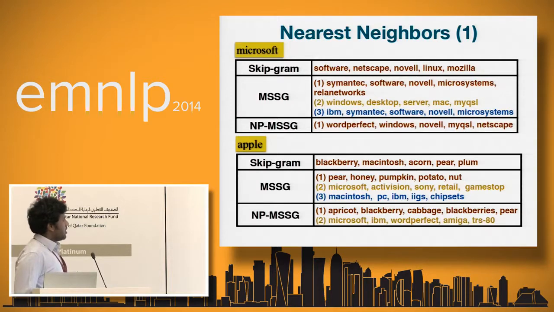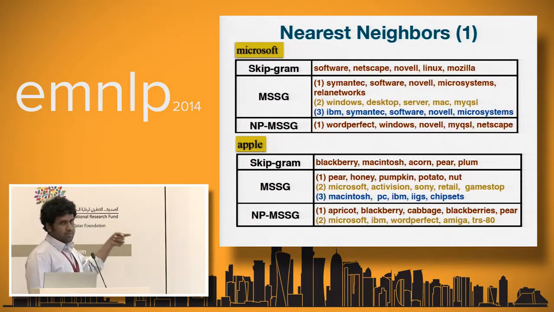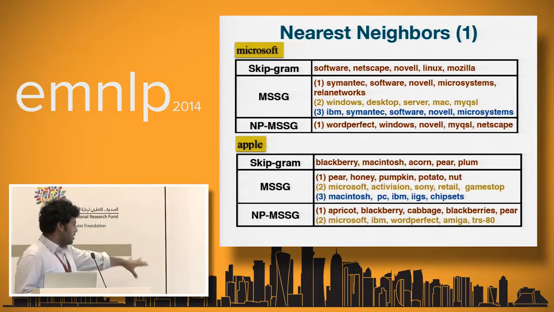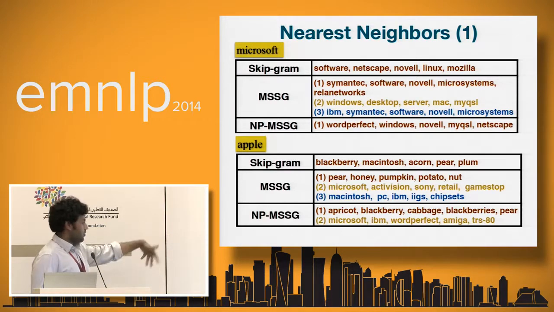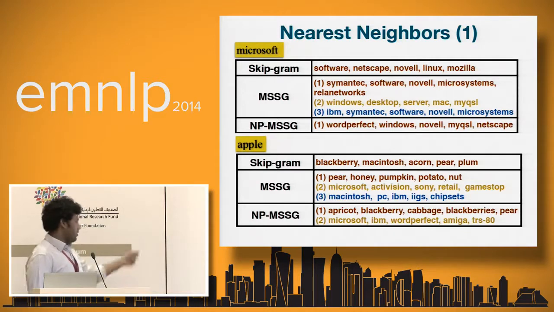Now some nearest neighbor results. What I've done here is I've shown the nearest neighbors for each sense vector. The MSSG model always has 3 senses. In these 2 examples, I've picked words for which the non-parametric model gets 1 sense or 2 senses. You can see for Apple, the first row is for fruits and the second is for companies. And for the skipgram, it's confused between company and the fruit.